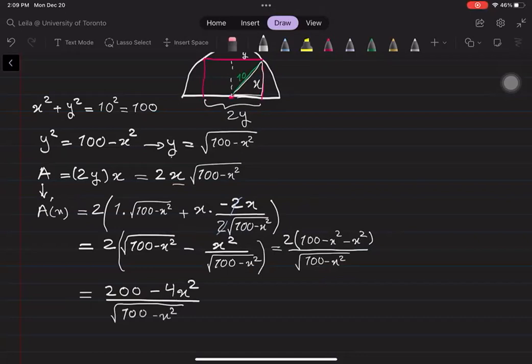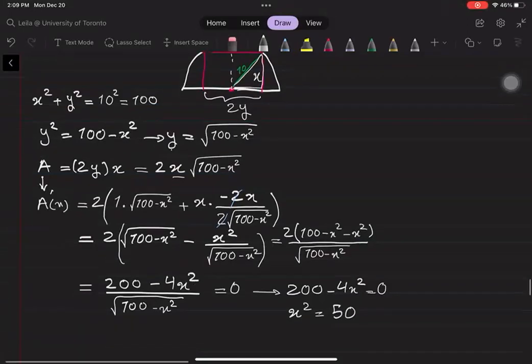So since we want the maximum, we want the point where this is equal to 0, right? And this is 0 when your numerator is 0. So 200 minus 4x squared equals 0. x squared is equal to 50. x is the square root of 50. Again, I didn't put plus or minus because we don't want the negative, x is positive.